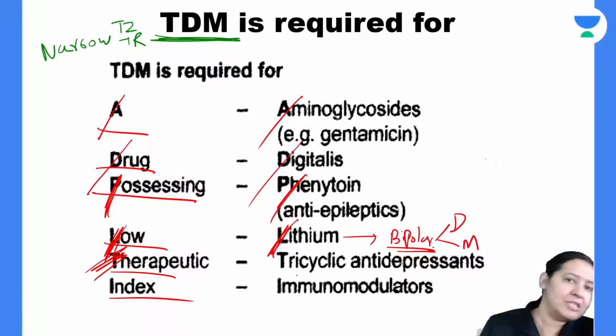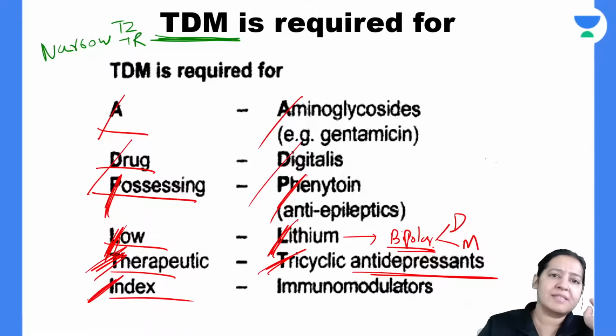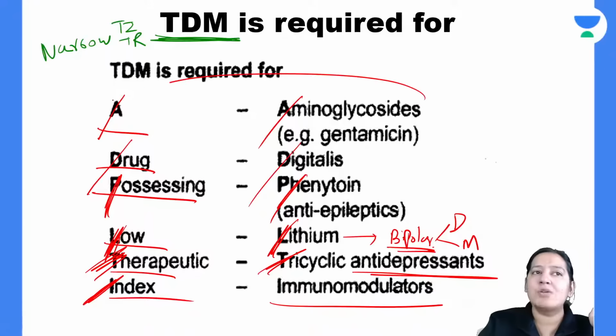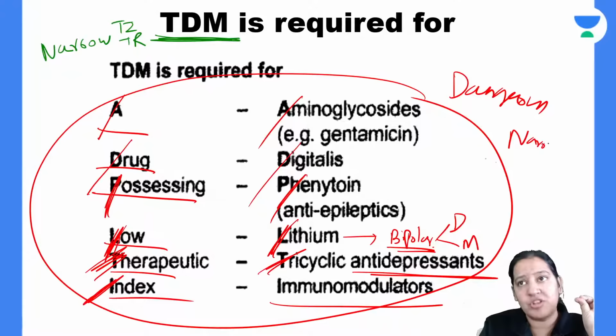Therapeutic, T stands for tricyclic antidepressant. It is a type of antidepressant. And index, I stands for immunomodulators. So please learn the full form. These all are dangerous drugs because they have a very narrow therapeutic index.